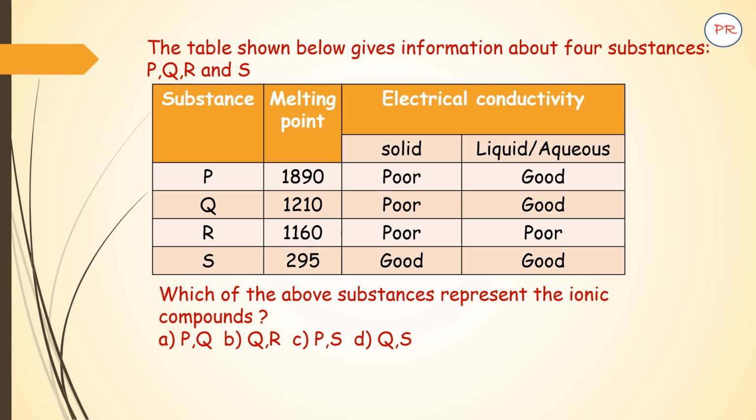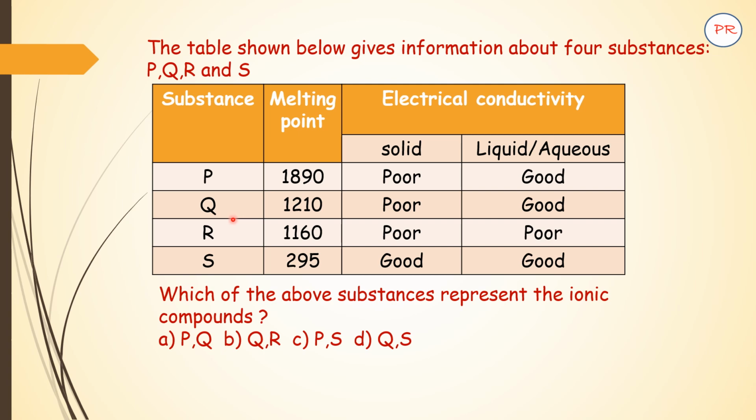Here is the question. The table shown below gives information about four substances P, Q, R and S. Here you can see the information about melting point, and electrical conductivity when it is in solid and when it is either in liquid or aqueous form is given. The substance P, melting point is 1890 Kelvin. The conductivity in solid state is poor. In liquid or aqueous state it is good.